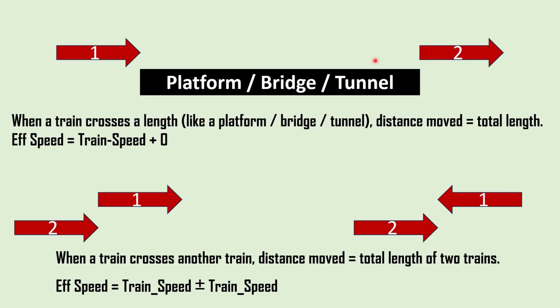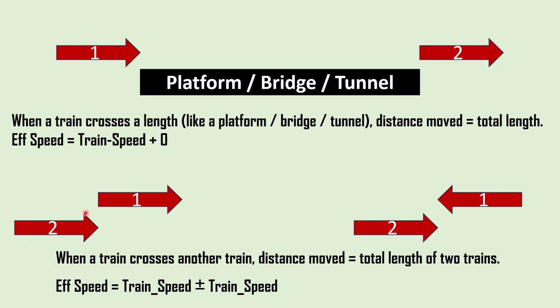The distance traveled by the train is train length plus platform length, or train length plus bridge length, or train length plus tunnel length. And effective speed will be train speed plus 0. 0 is the platform speed or bridge speed or tunnel speed. The platform is not moving, the tunnel is not moving. So it will be 0, and the train has a speed. So the train speed plus 0, because the platform or the bridge or the tunnel has 0 speed.